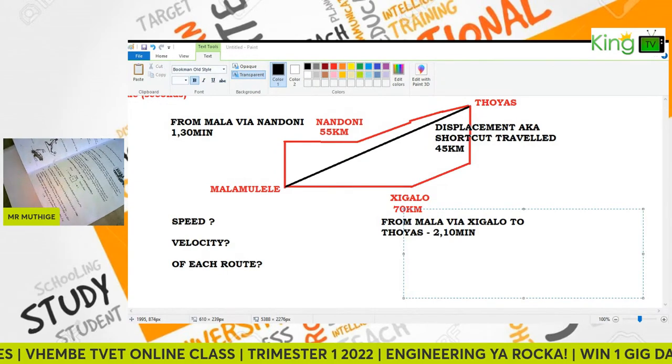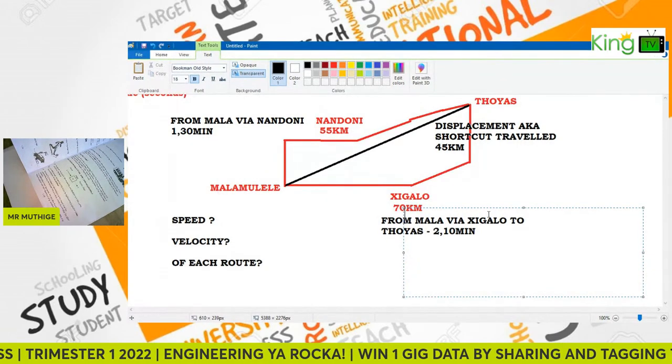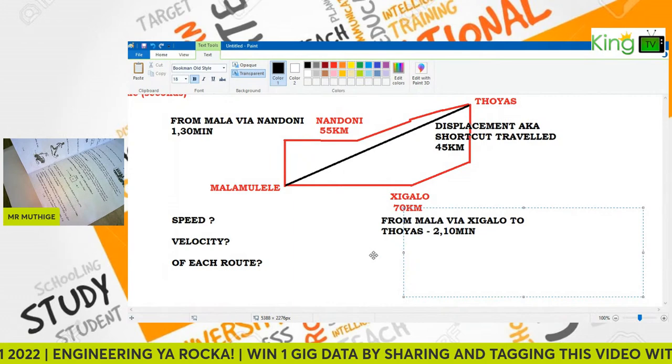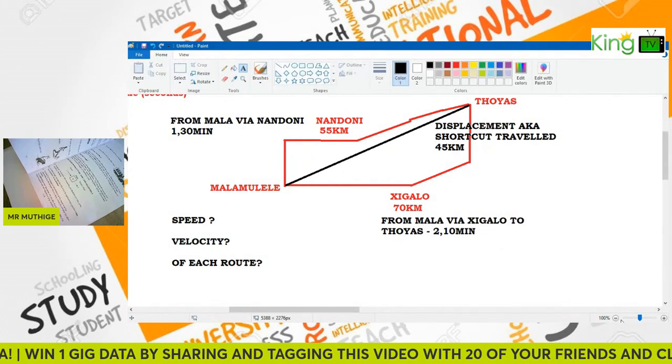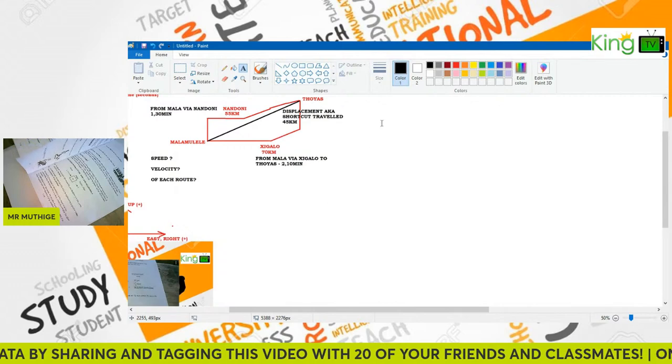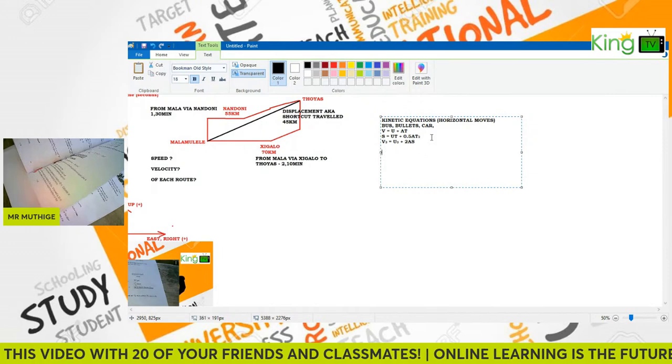And let me just make it bigger for you guys to see. Now, I've cut this off. I'll put that away. And I will try and zoom out of there and put the equations there.